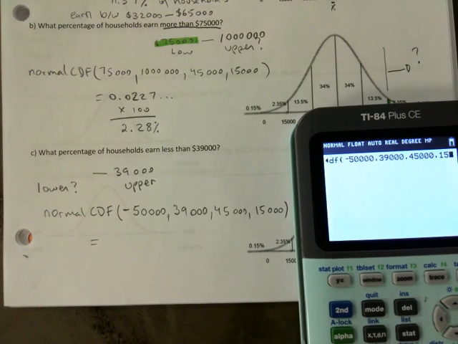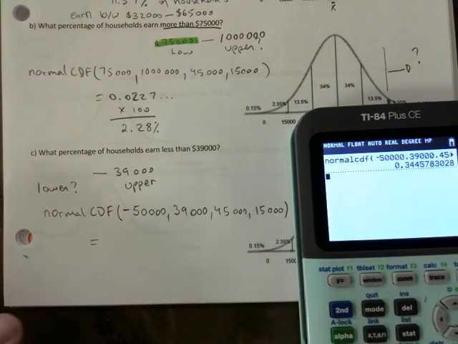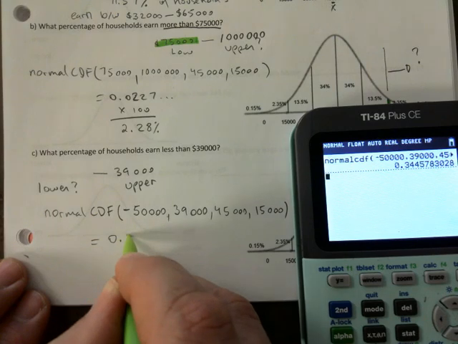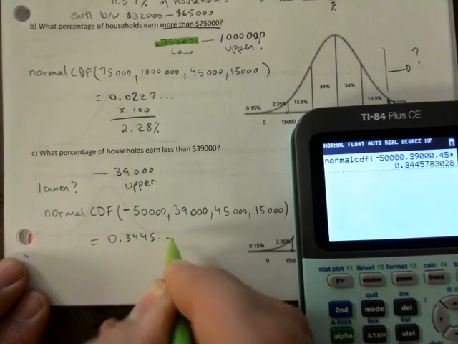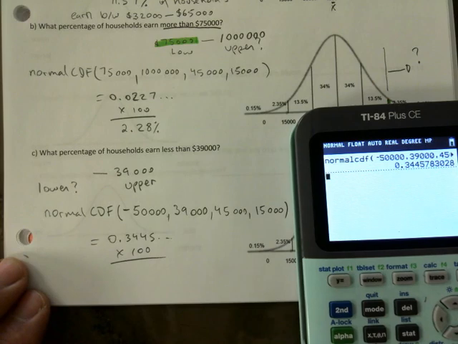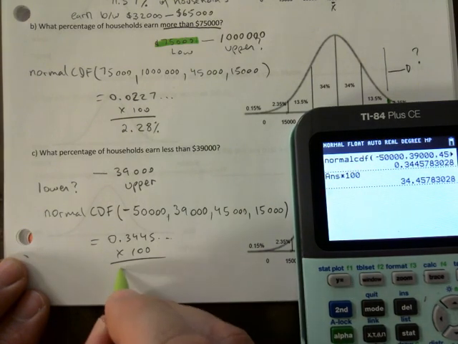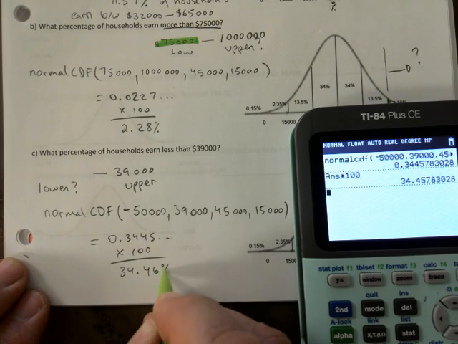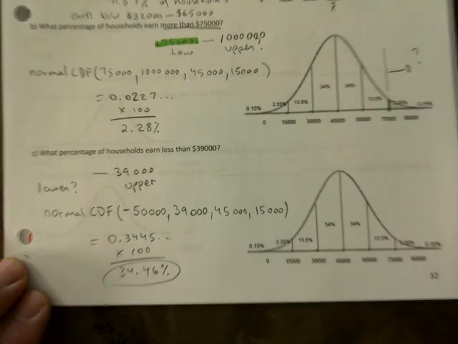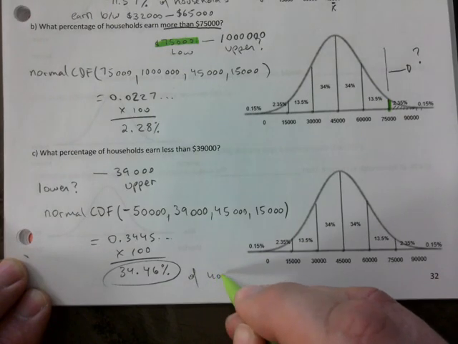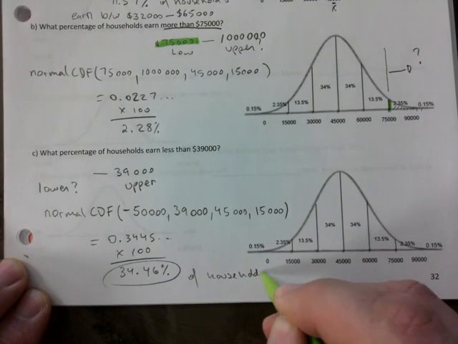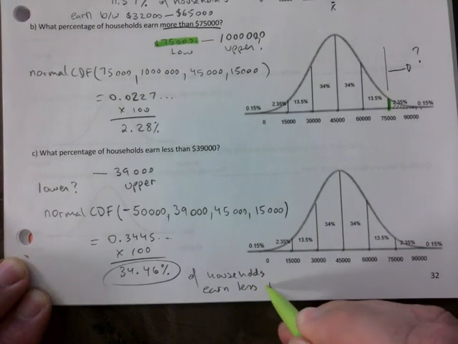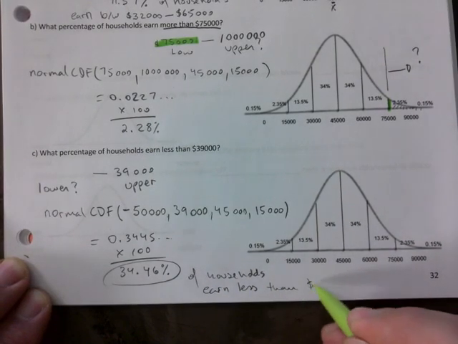35,000 followed by 15,000. Okay, you get that? 0.3445 and something. You multiply that by 100, you get 34.46% of households earn less than 39,000.